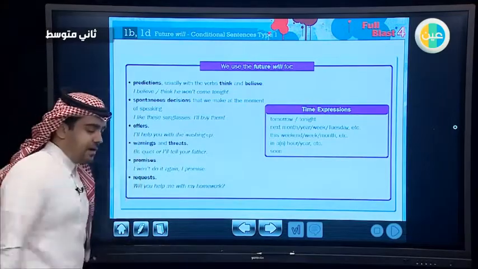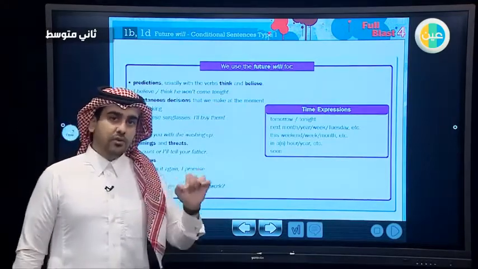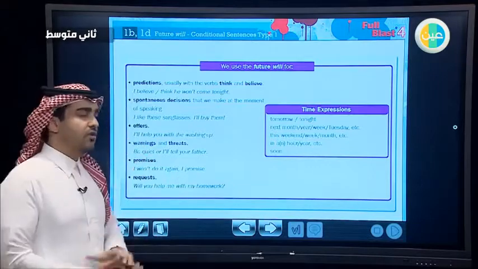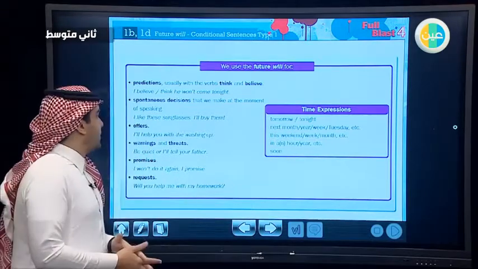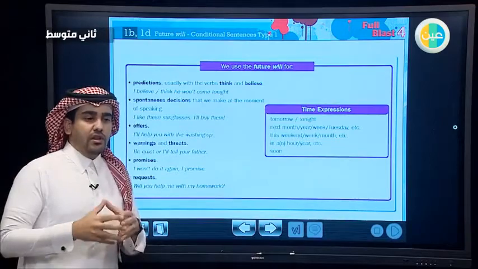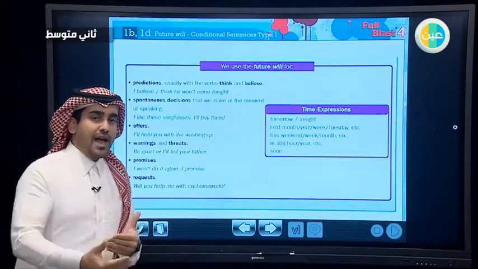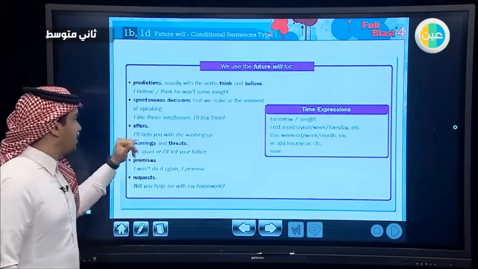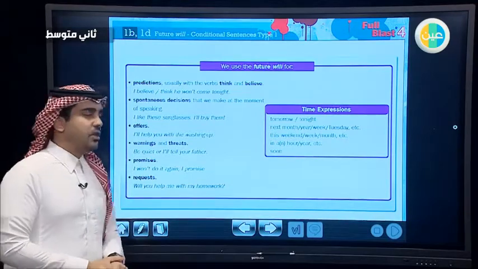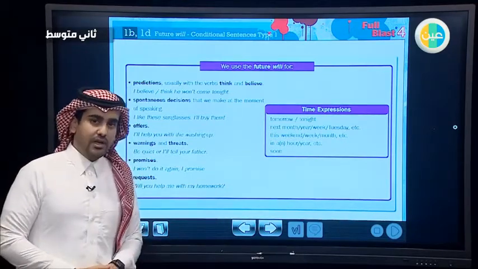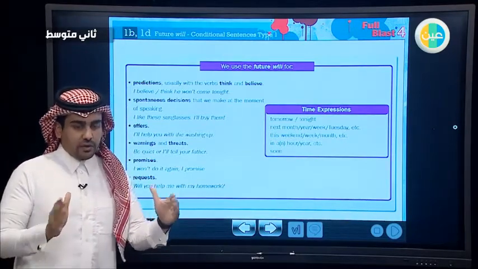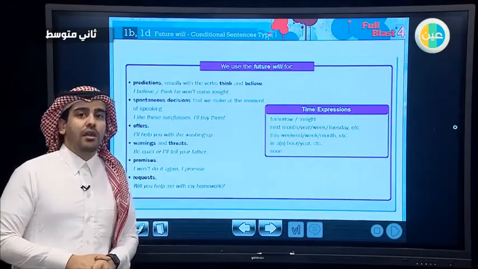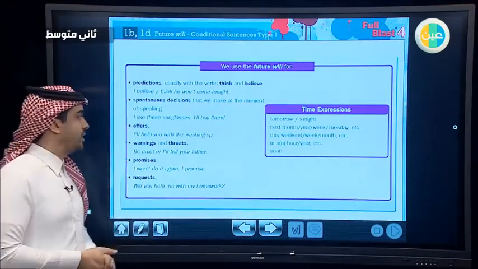So the next point for using future with will is for offers. Okay, so we use it with offers. For example, I will help you with the washing up. Okay, I will help you with the washing up. In the short form, we say I'll help you. Okay, I'll help you with the washing up.